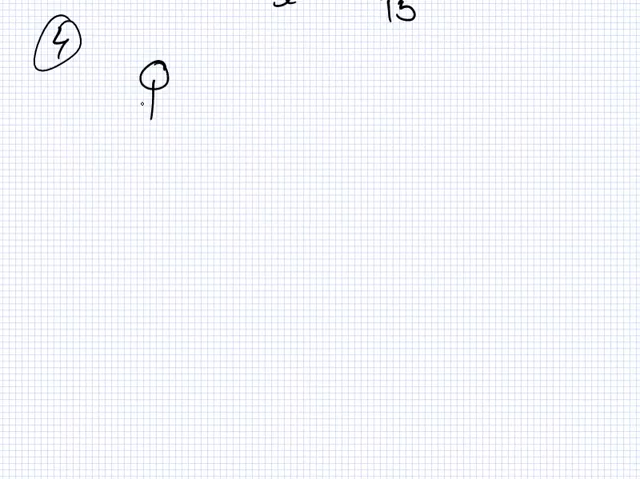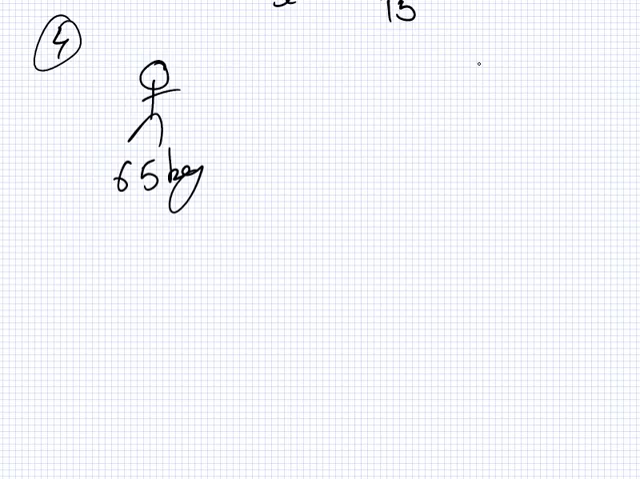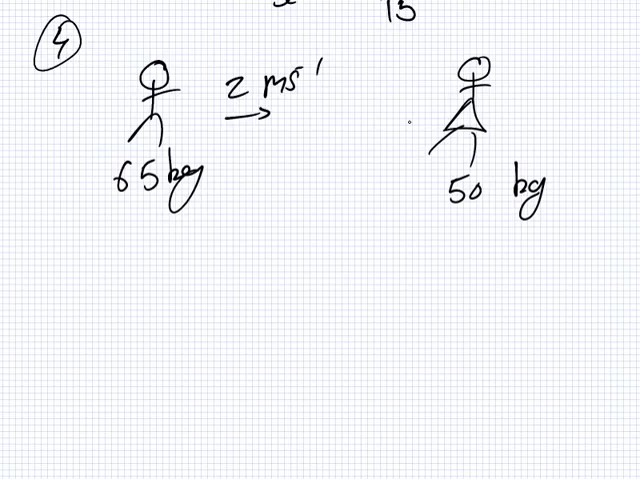A male skater of mass 65 kilograms is moving towards a female skater of mass 50 kilograms. He is moving at 2 and she is moving at 4. I wish the wall worked this way. Please move as fast as you move. Thank you. He is skating at 4 and she is at 2. They move off together. Find their velocity.